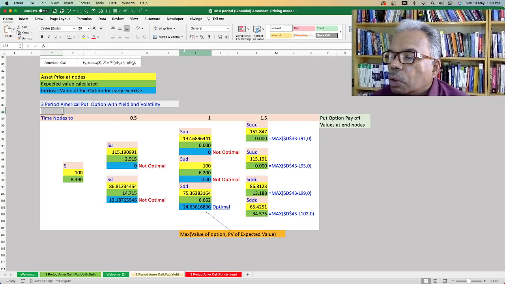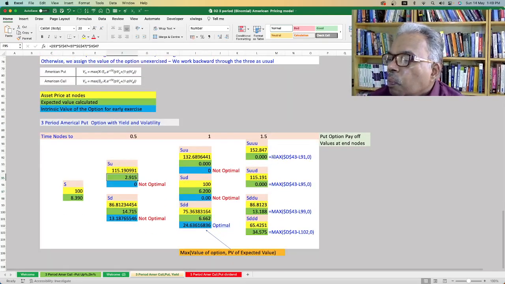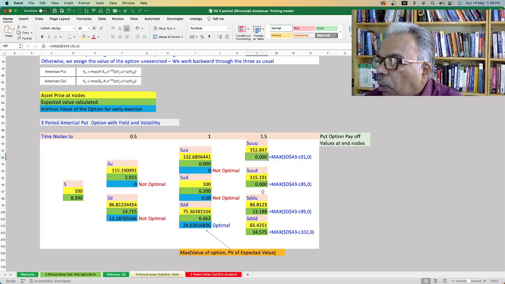The same approach: we fix the tree here, there is no change in the tree node values. Again, when you are calculating the payoff value for a put option, it is the maximum of the strike price minus the node value. You calculate the payoff value of these 4 nodes, and then we have to move backwards. Then we calculate the present value of the expected value in the green cell.